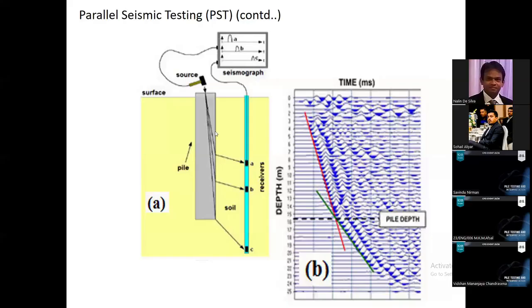And when the wave starts moving below the toe of the pile, you will see a change in the gradient of this response. So if there is a sudden change in the gradient of the response, that is indicating the toe of the pile, right? So by looking at this wave response, we can get an idea about the length of the pile. And if there are any defects, the defect also can be detected, right? This is the parallel seismic test.